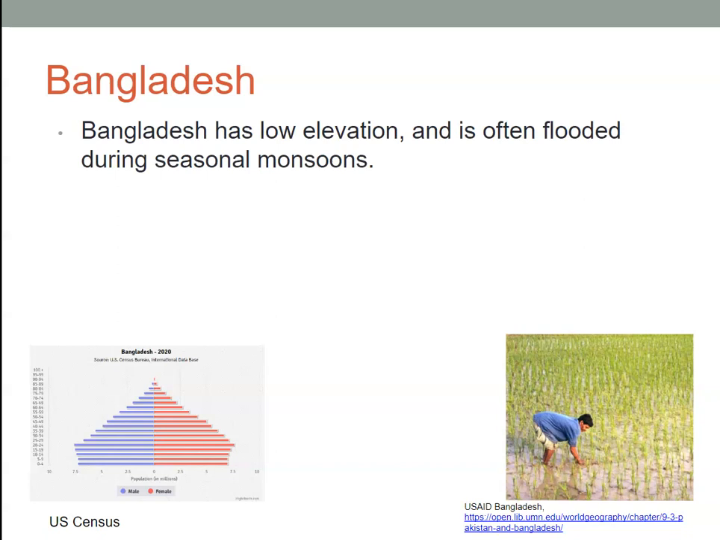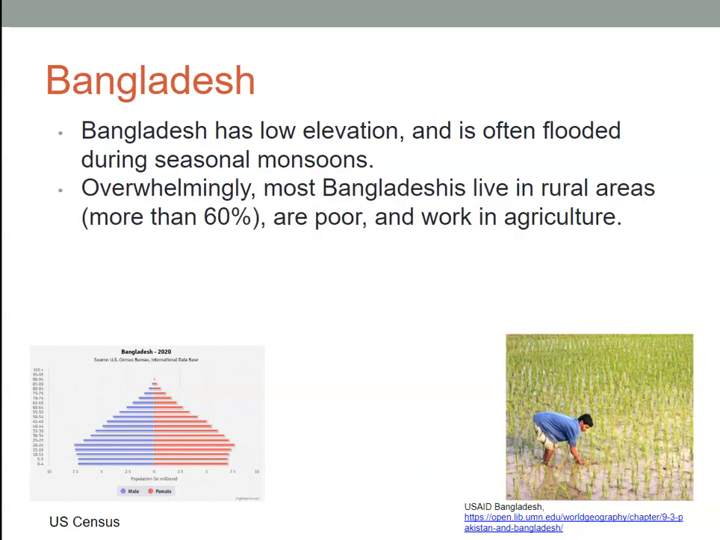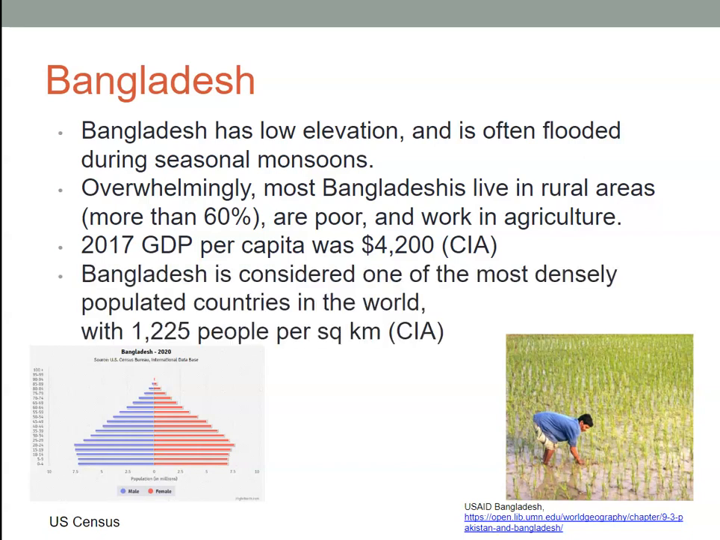It has a very low elevation, as we talked about in our previous lecture, and is often flooded during seasonal monsoons. Overwhelmingly, most Bangladeshis live in rural areas, more than 60%. Quite a few of them are very poor and work in agriculture. One of their major cities is Dhaka. In 2017, the gross domestic product per capita, the amount of money per year per person, was a little over $4,000, to give you an idea of the amount of poverty that we see in Bangladesh.